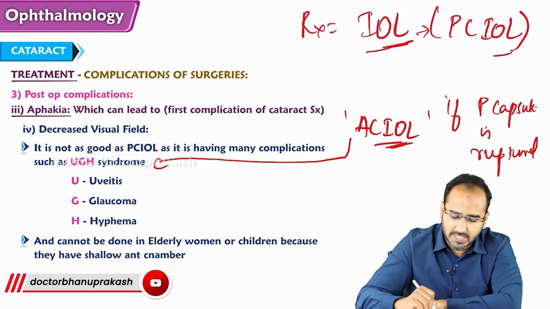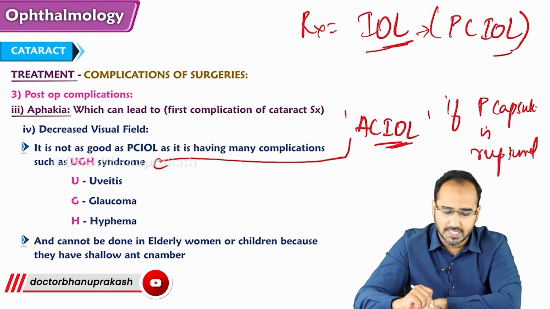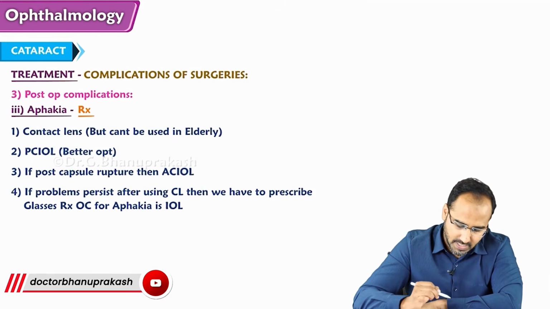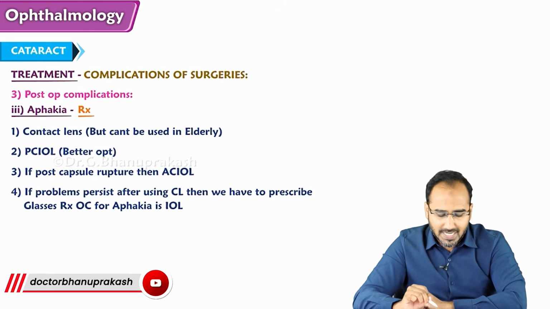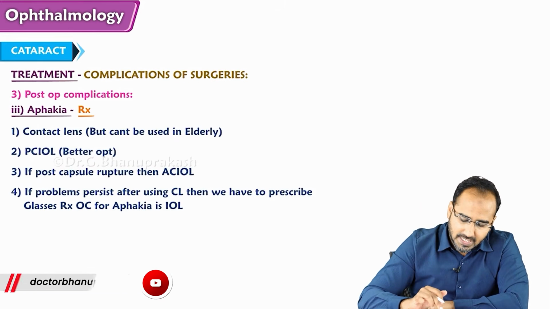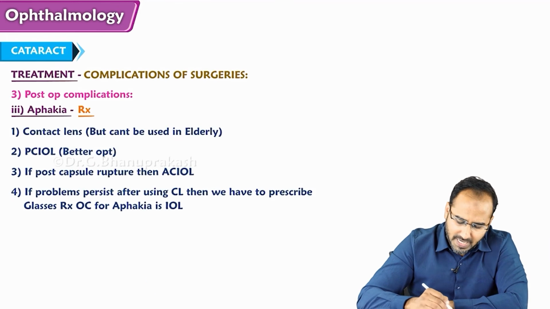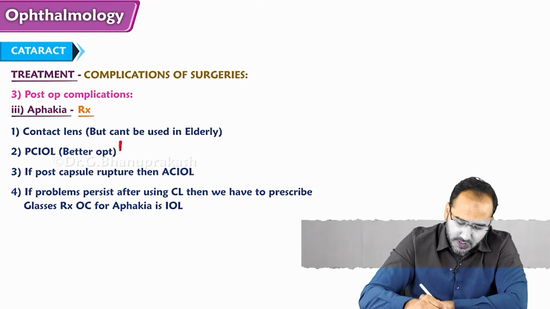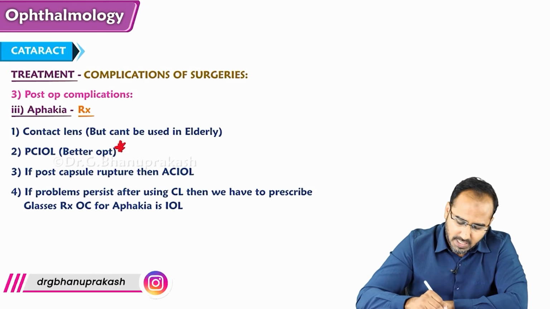Okay? AC-IOL, what are the complications? UGH syndrome, uveitis, glaucoma and hyphema, right? So this is regarding what, guys? This is regarding aphakia. For aphakia, the best option is what, guys? The best option is PC-IOL. But if the posterior capsule is ruptured, then AC-IOL.